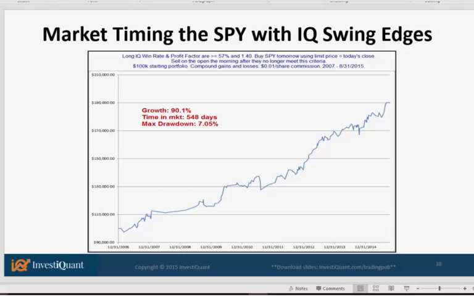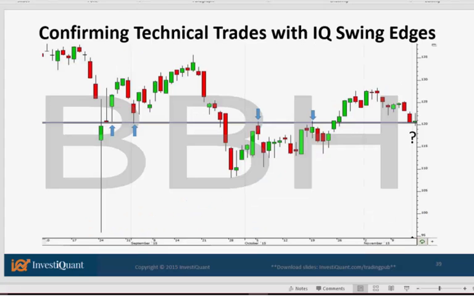But a lot of people won't want to base their decisions just on historical numbers because they already have techniques that they use, and you probably have things that you use that you have confidence in. And some people are technical traders. So we have a guy in our office, Matt, who is a strong technical trader, and this is a trade that he found just this week. This is looking at BBH.